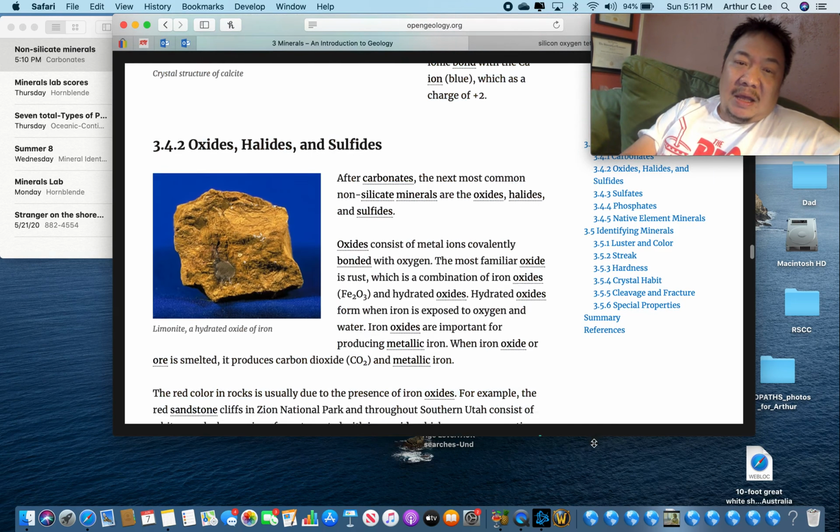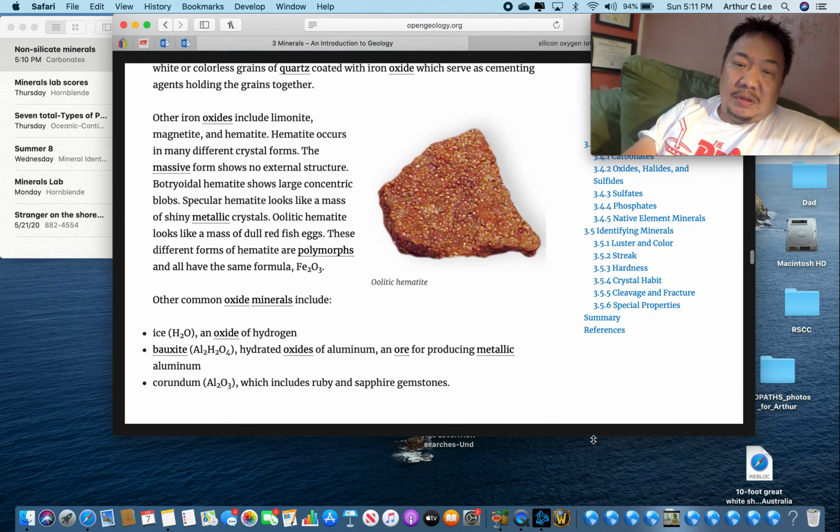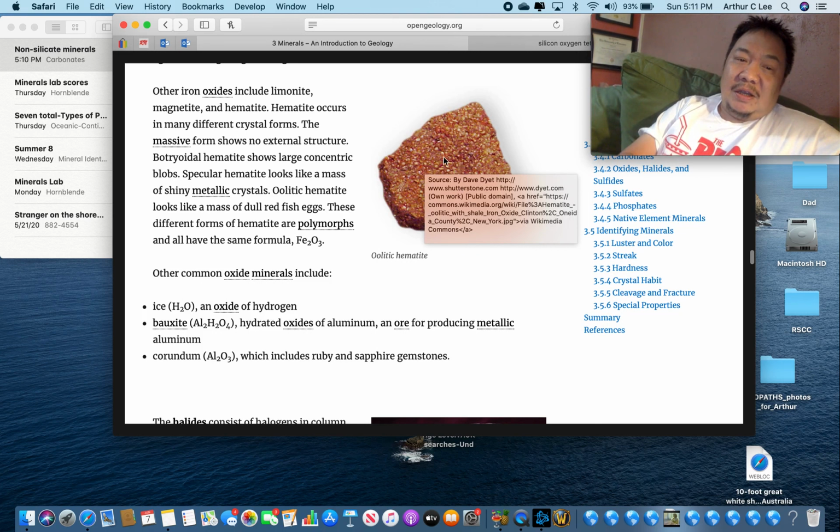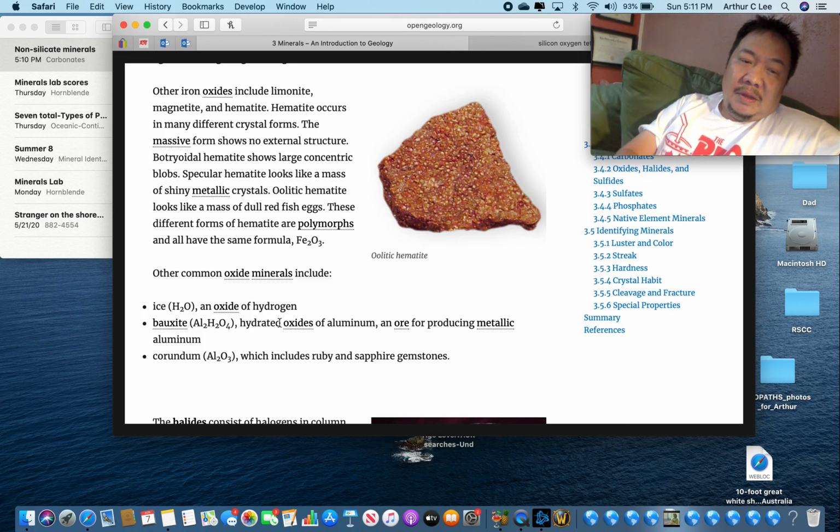Oxides, halides, sulfides, we talked about those. Here's hematite, Fe2O3. What type of non-silicate mineral is that? That is an oxide mineral. How about Al2O3? Metal bonded to oxygen. It's another oxide mineral.